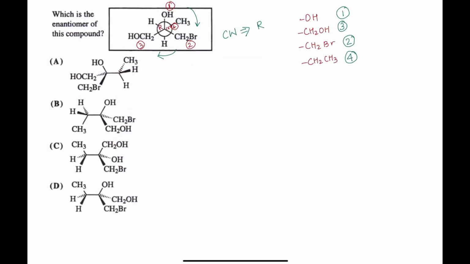To begin with, we have an inverted Y. So we're going to draw the Newman projection formula with our OH on the top and the CH2OH going towards your left and CH2Br going towards our right. And I'm going to represent the other carbon as a circle.